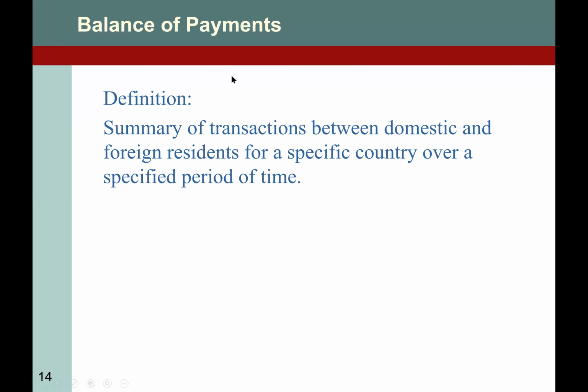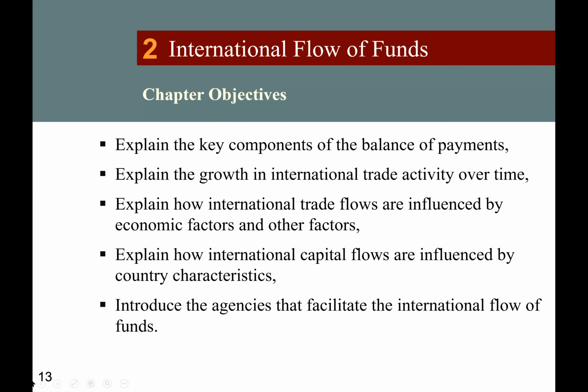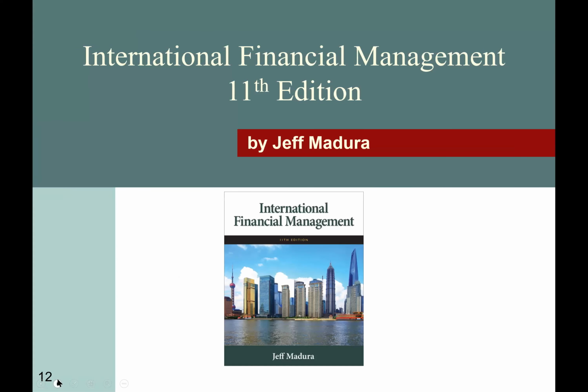Okay, so our first learning objective is the balance of payment. The balance of payment definition is that it's the summary of transactions between domestic and foreign residents for a specific country over a specified period of time. So what was our learning objective first? That is to explain the key components of balance of payment.